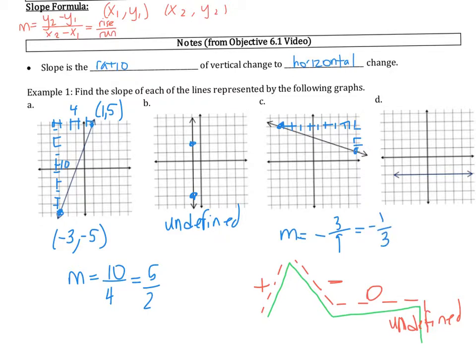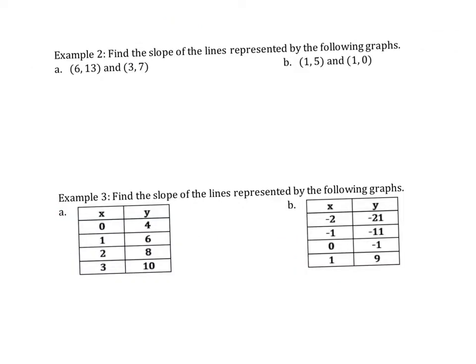And then on this last one, since it's straight across, think this is 0 fun. This is 0 fun. So our slope is 0. Okay, so I just showed you what to do if you have a graph. Now let's look at what you do if you have 2 points.